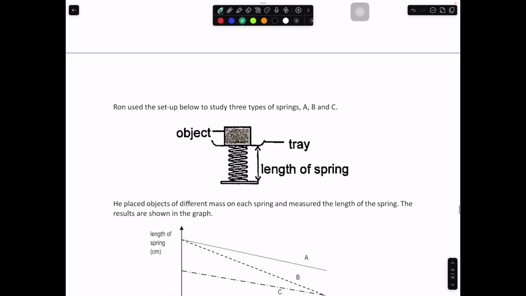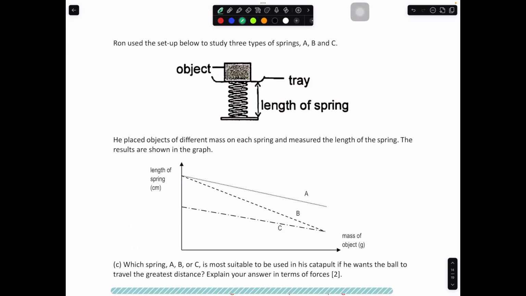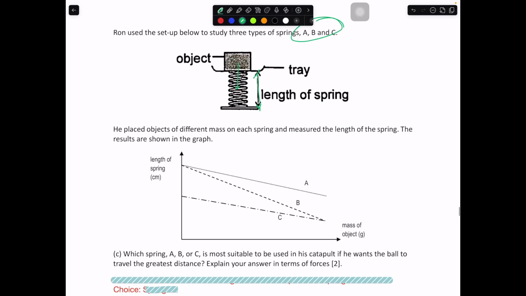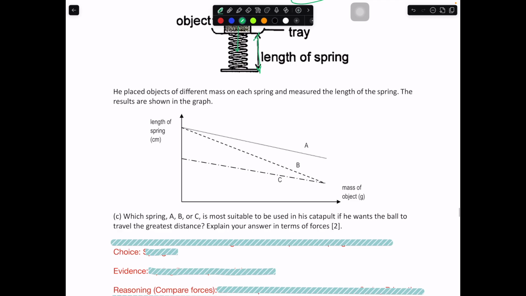So let's take a look at this. Ron used the setup below to study the three types of spring A, B, and C. So this is the total length of the spring. He probably put the object, and then the object would have compressed it, right? So he placed objects of different masses on each spring and measured the total length of the spring. You can see all of them went down, right? So this is in fact telling you compression. The spring is being compressed, right?